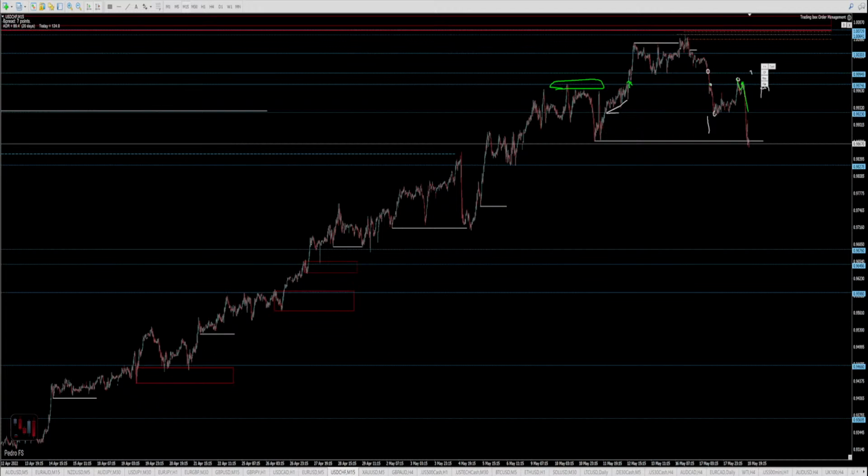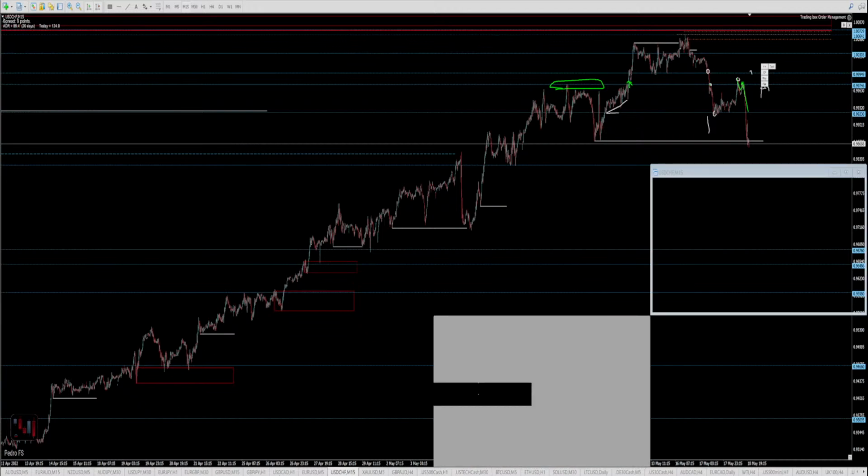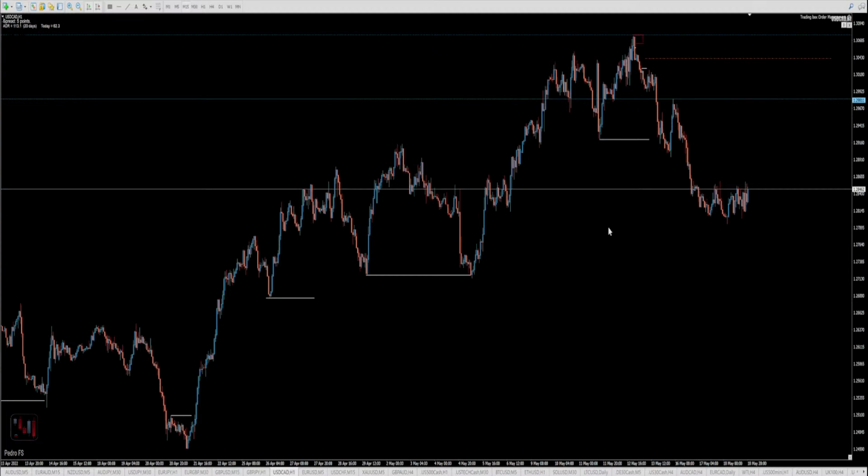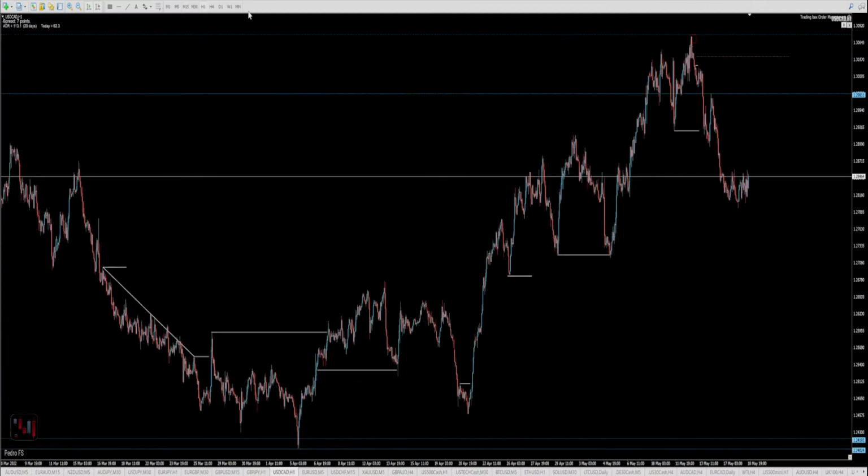USD CAD, where is it? Let me delete this. USD CAD, I think this is the level that you mentioned. Somewhere in here.